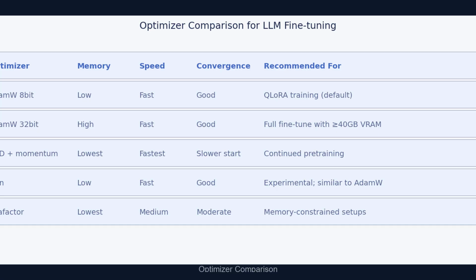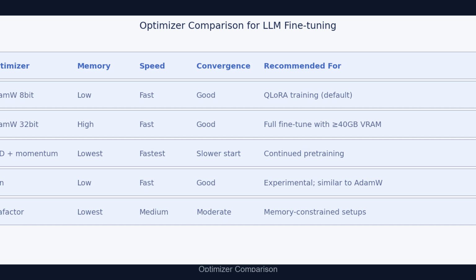This table compares 5 optimizers across memory usage, speed, and recommended use case. AdamW 8-bit is the default for QLoRa training: low memory, fast, and well-tested. AdamW 32-bit is faster but memory-hungry, making it practical only for full fine-tuning on cards with 40 GB or more.